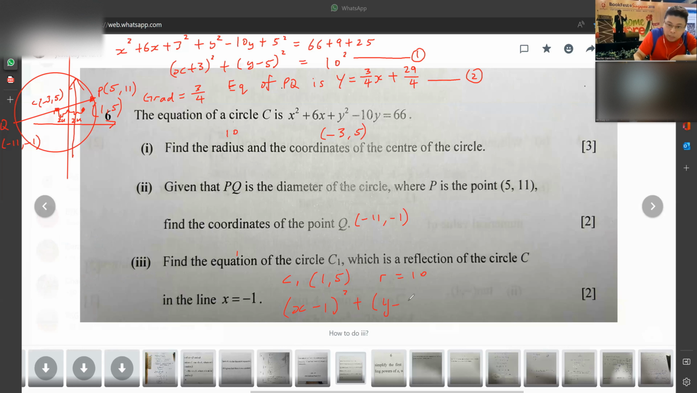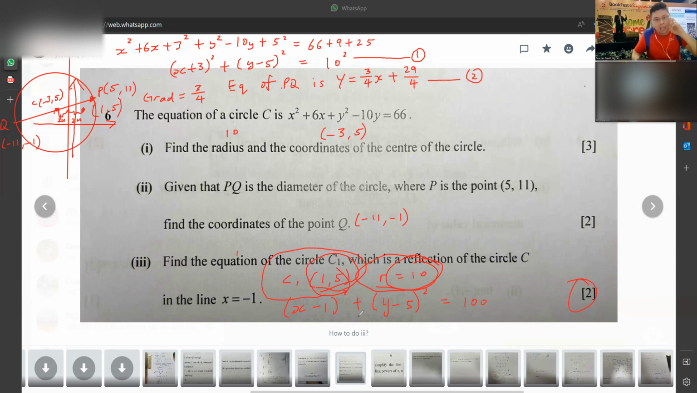If the question asks you to write down, no need to explain. Or if they ask you to find, then you explain a bit. If it's 2 marks, explain a bit. You explain how you get this, and you explain how come the radius is 10. Then you can say, since the center is this point and radius is 10, therefore the equation will be this.